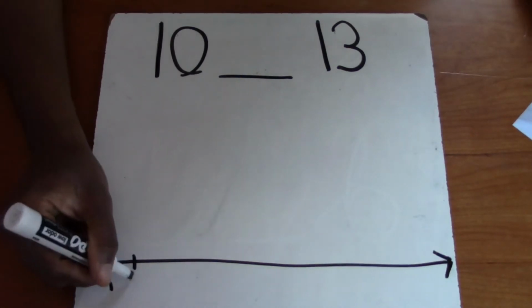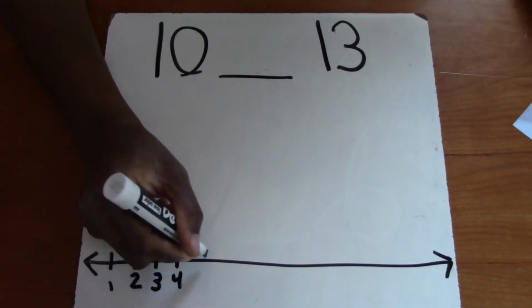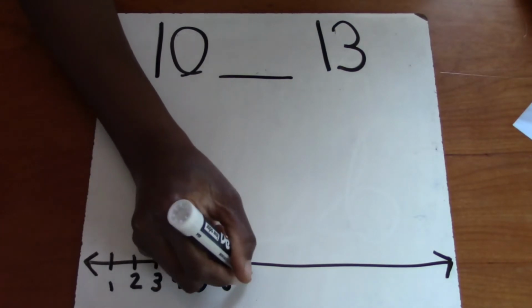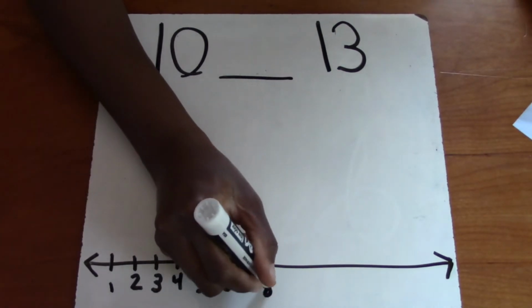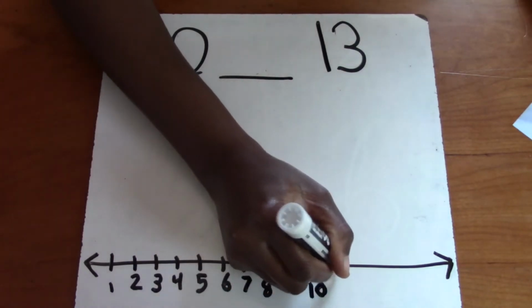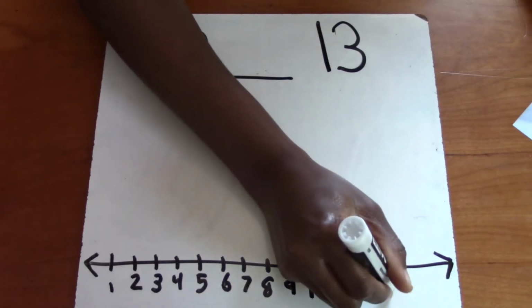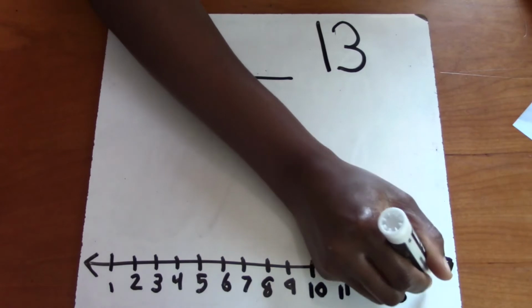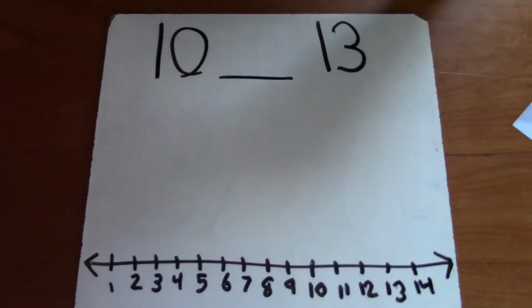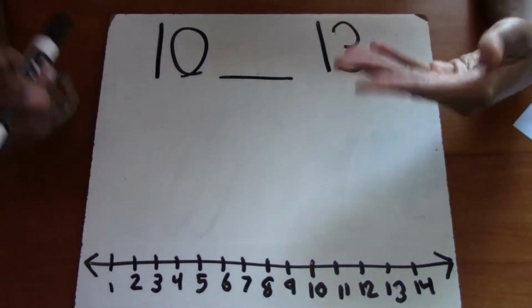1, 2, 3, 4, 5, 6, 7, 8, 9, 10, 11, 12, 13, 14, I don't have much room for 15. So you can make your own number line, or you can use counters.